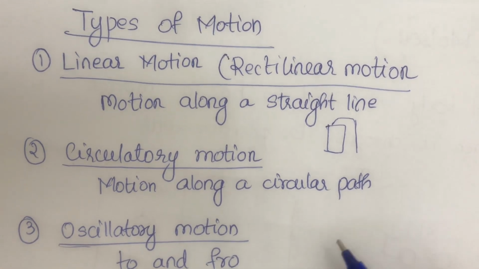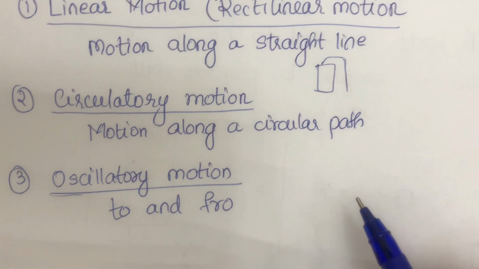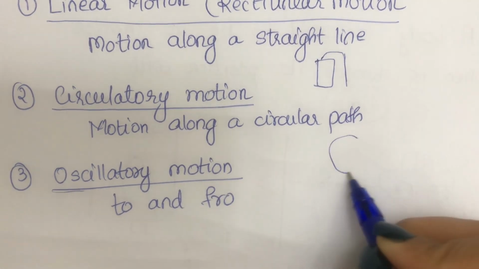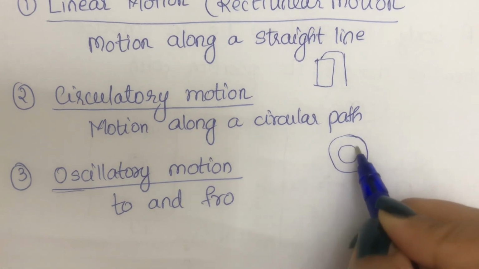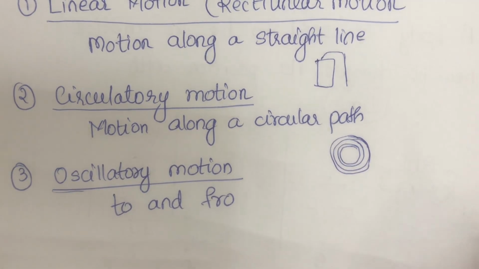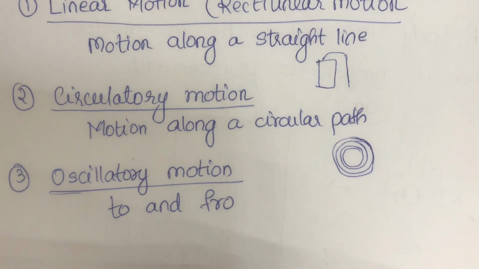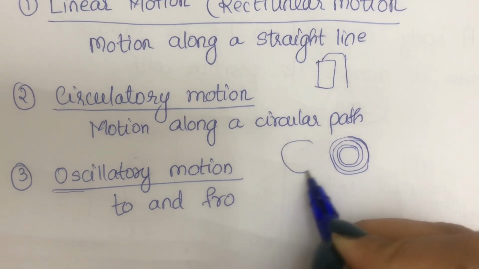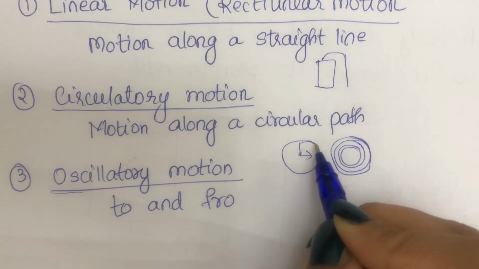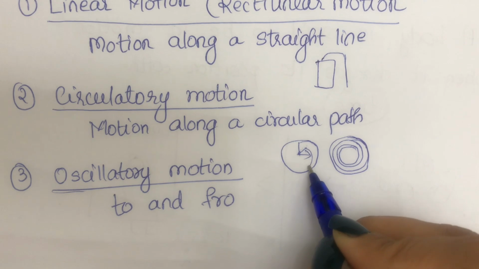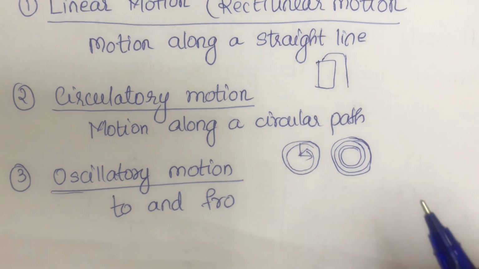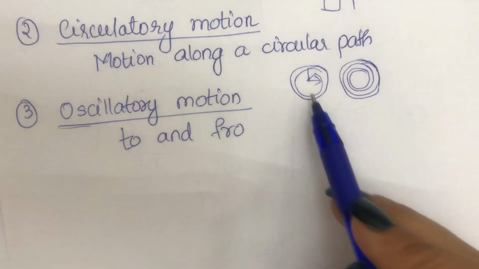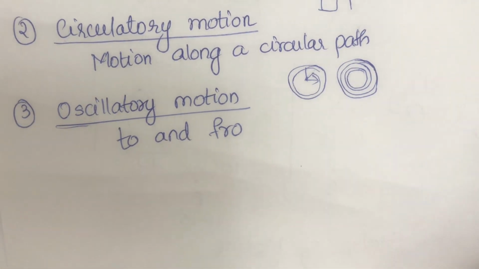And the next one is circulatory motion. What is circulatory motion? Motion along a circular path. If a car is moving around a circular path, this is circulatory motion. Another example is what? In a clock, you can see needles, no? In a clock the needles are moving in a circular path. That is also a circulatory motion. The motion of a giant wheel is also circulatory motion.